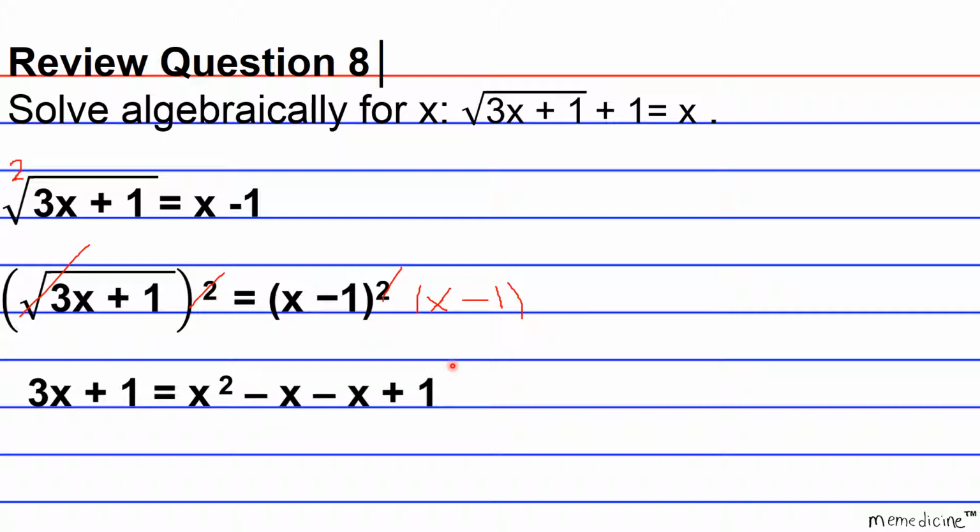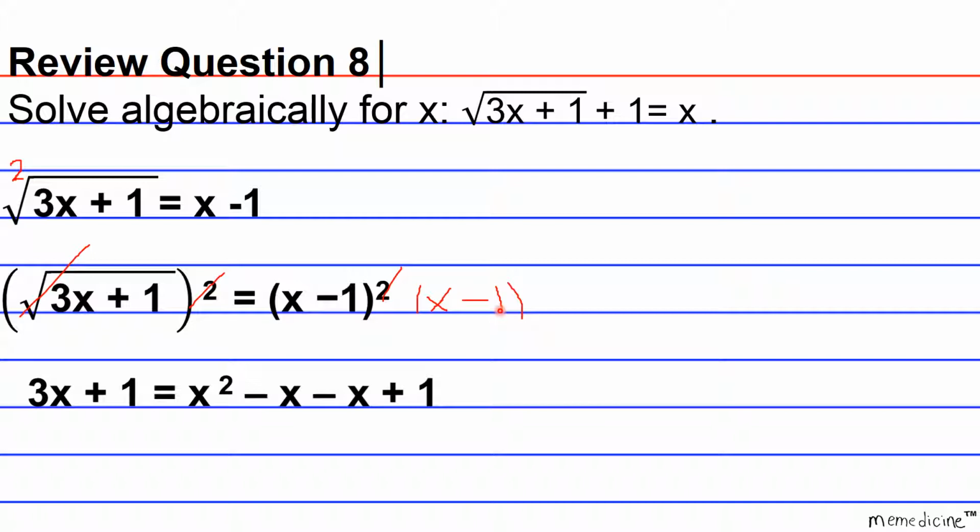Again, this is the FOIL distributive multiplication method for those of you who have never heard of it. The acronym FOIL stands for multiplication of the first terms, multiplication of the outside terms, multiplication of the inside terms, and multiplication of the last terms, okay? All right, so let's continue solving.